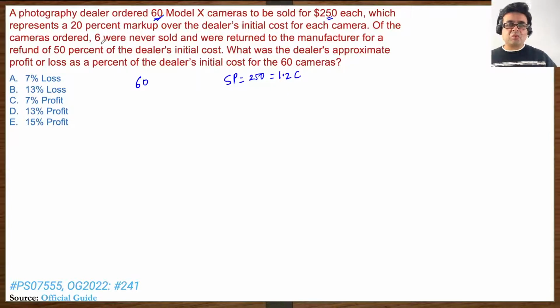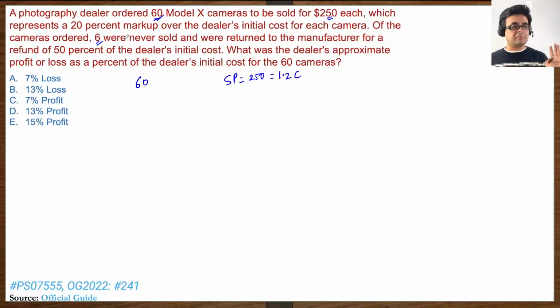And what is also given to us is that 6 were never sold, which means the dealer actually just paid the cost price to get the cameras, but he was not able to sell them. So he returned them to the company, but he got only 50% of the money back.